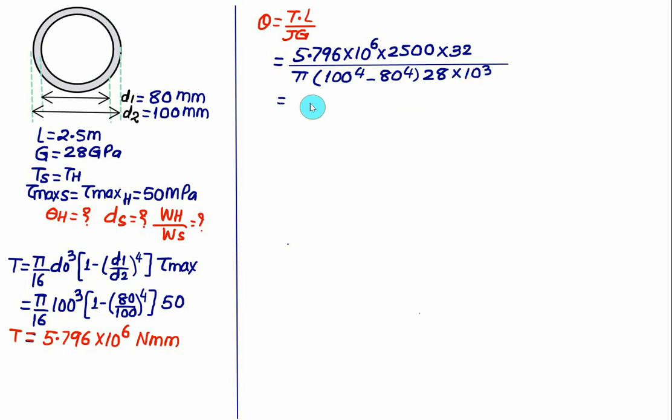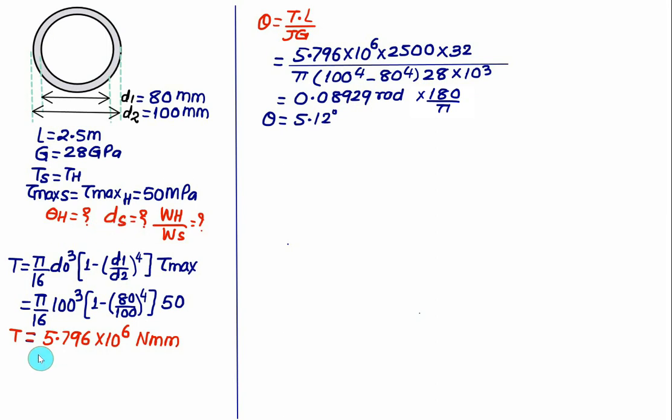So we have theta equal to 0.8929. That will be in radian. Multiply by 180 divided by pi, and we get it in degree. So we get a value of theta equal to 5.12 degree. So theta is known. Next you have to solve for ds.